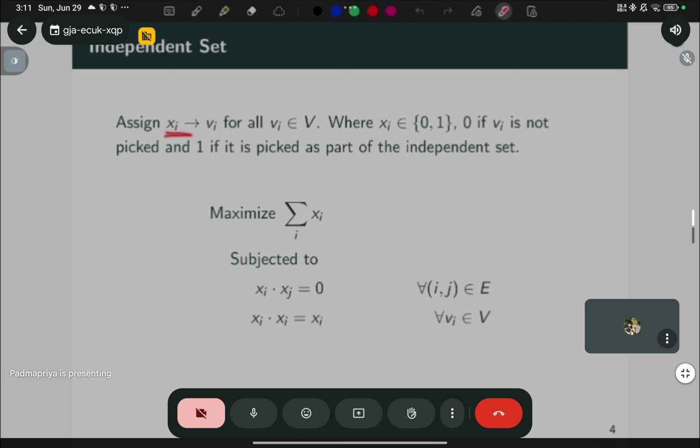And our goal is to maximize the number of vertices that are picked in our independent set. So this works like an indicator function, and it is subject to these constraints. This just means that if I pick one vertex, I don't pick its neighbor. And this over here just captures the fact that x_i belongs to {0, 1}.